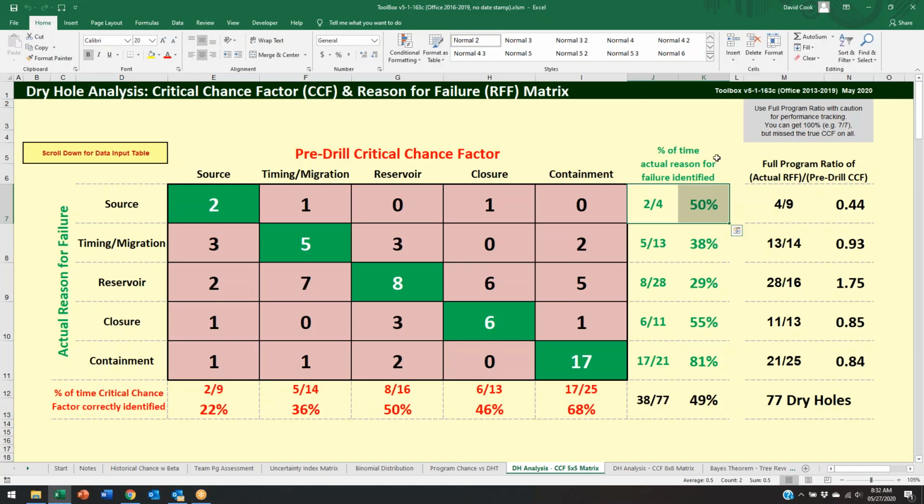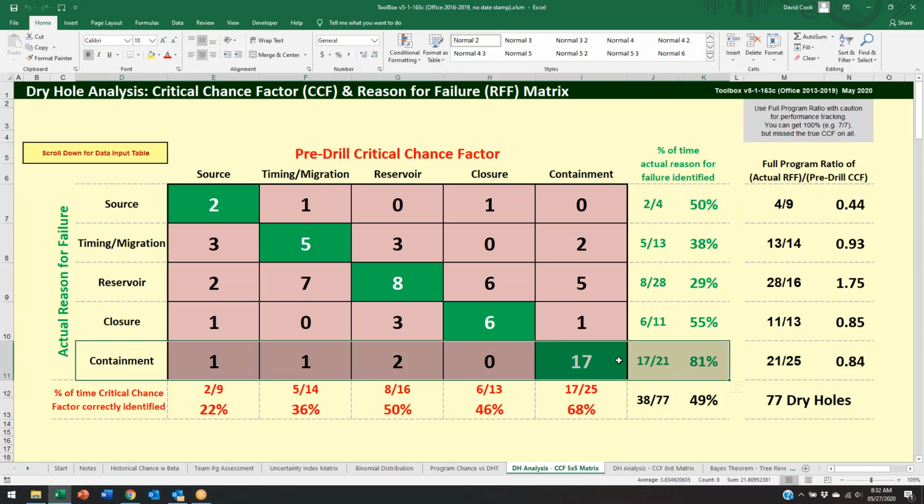You want a high proportion where you properly recognized the critical risk that can contribute to failure. Look at the containment example here. A total of 21 wells failed for containment reasons, and 17 of those were recognized as having containment as the lowest chance component, with only 4 attributed to other values. So that is a very high probability and a clear recognition that containment and seal was an issue.